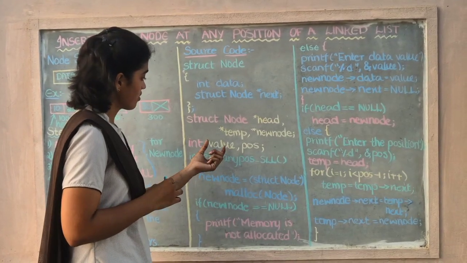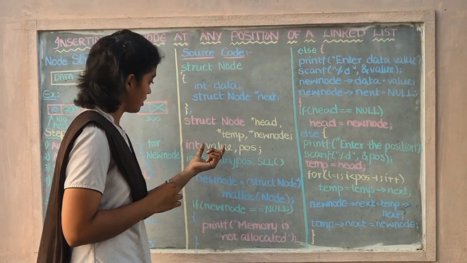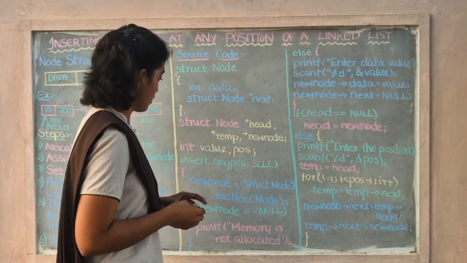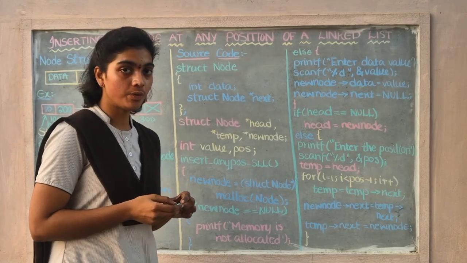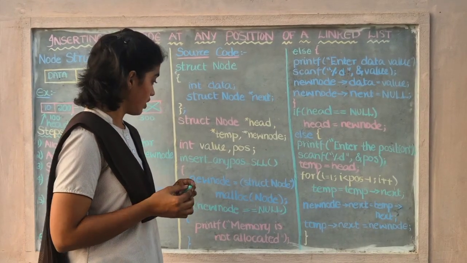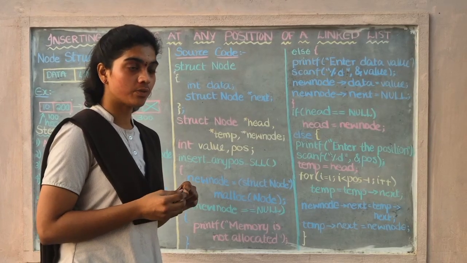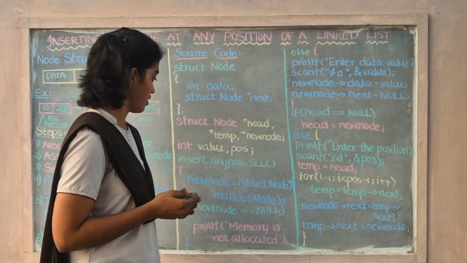These two values are read from the user. Value stores the data value of the node, while pos stores the position value at which we need to insert in the list.